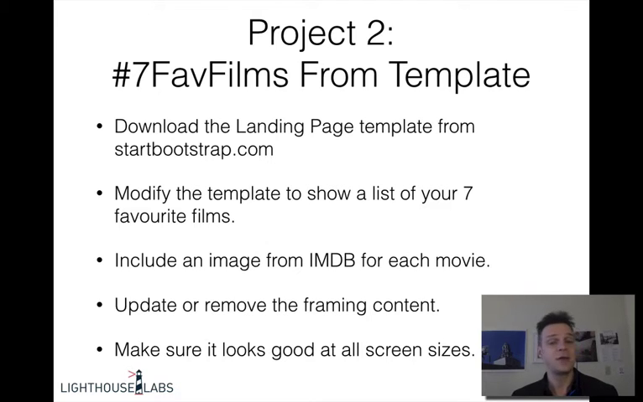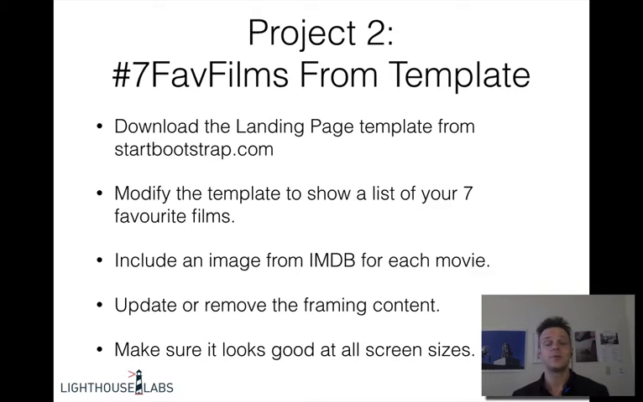So basically make your own, redo the 7 favorite films, but using this really great template that they've got, and adapt it to include all the stuff that you want. And this time include an image or even a video if you want for each of the movies. Change the framing content that they've got, like there's links for social media and things. Put those in if you want or not. If you don't want, remove them. And then make sure it looks good at all the different screen sizes.